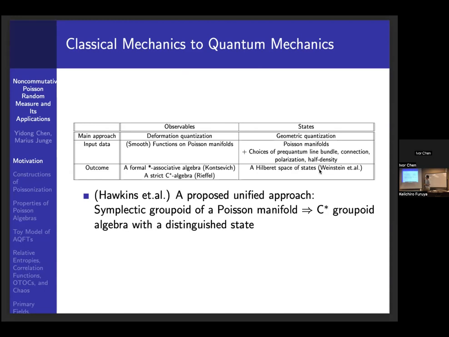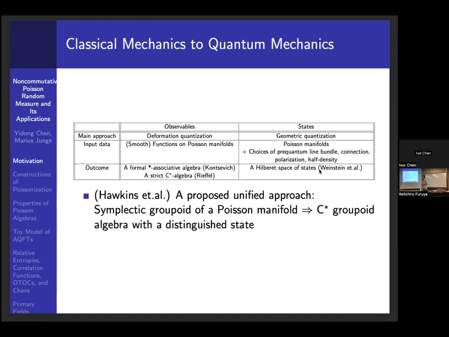It's smooth functions, or functions on Poisson manifolds. And the outcome in the formal approach is a formal star associative algebra. This is largely due to Kontsevich and collaborators. And in the strict case, obviously you have Rieffel's work on strict C-star algebra quantization. And the outcome would obviously be a C-star algebra in that case.